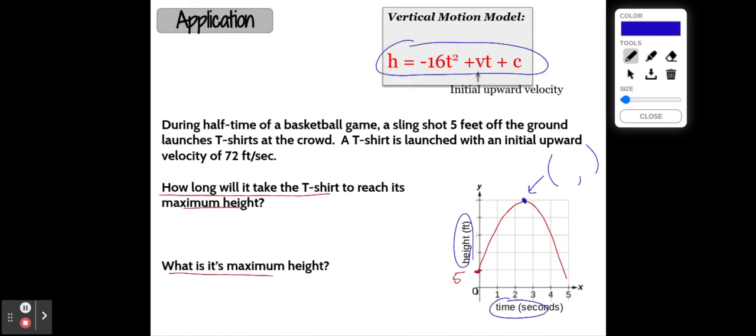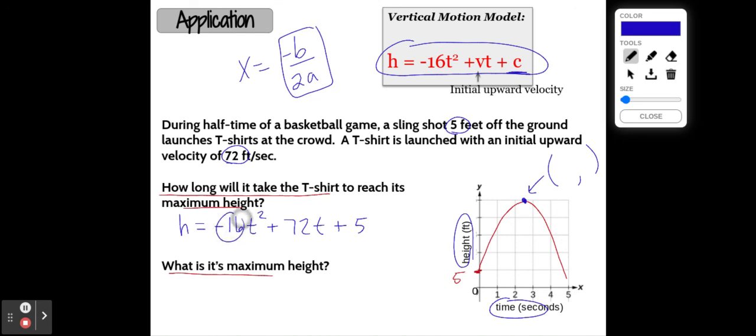So let's first write our vertical motion model, our equation. So we have h equals -16t squared plus vt, where v represents our velocity, and that's 72. Plus our c value, which is our starting height, which is 5 feet off the ground. The slingshot must be set up 5 feet above the ground. So there's our function. We need a function. Now we want to find the vertex. Remember the equation to help us with the vertex, x equals -b over 2a. I'm going to get it right this time.